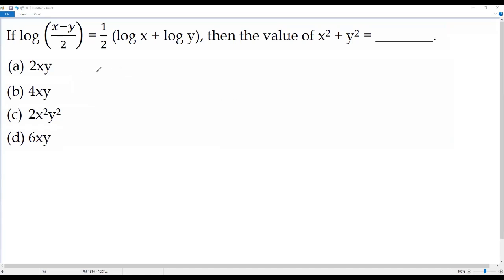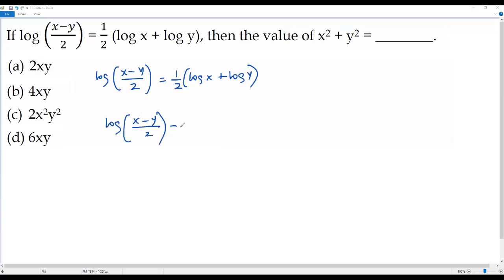Okay, let me take the given equation, that is log of (x − y)/2 equals 1/2 times (log x + log y). Let me write the left side as it is. On the right side, inside the parenthesis, we have addition of two logarithms. Here the base for each logarithm is not mentioned. In a logarithmic problem, if the base is not mentioned, we understand it's a common logarithm and its base is 10. So here two logarithms are in addition with the same base, that is 10.